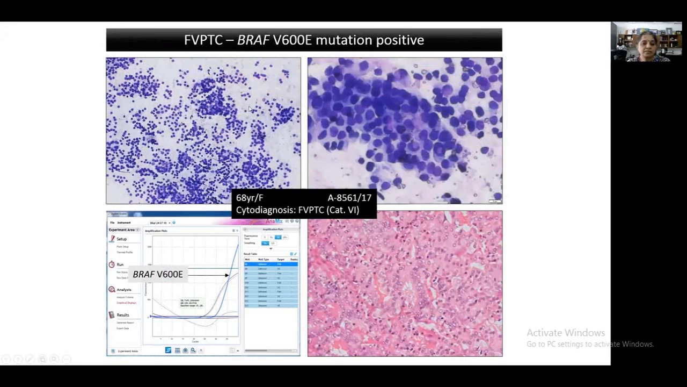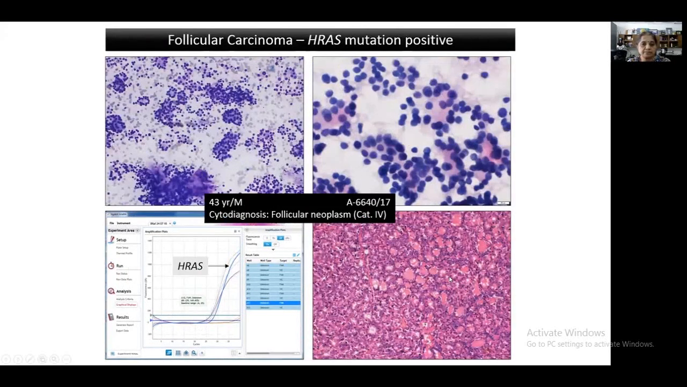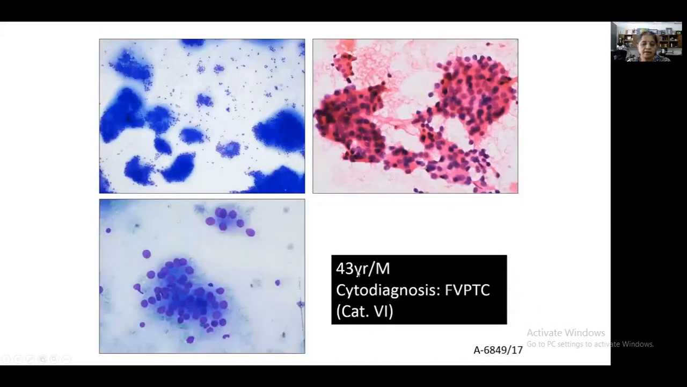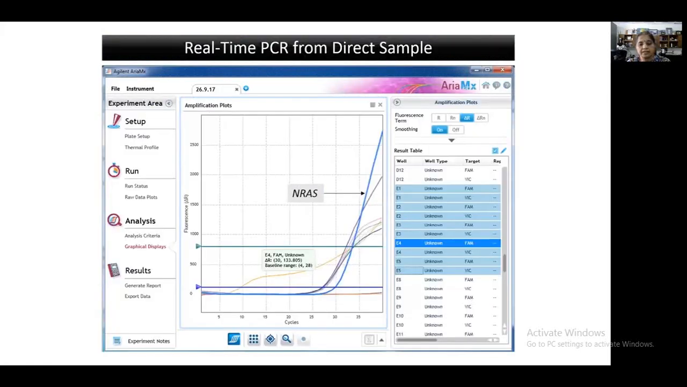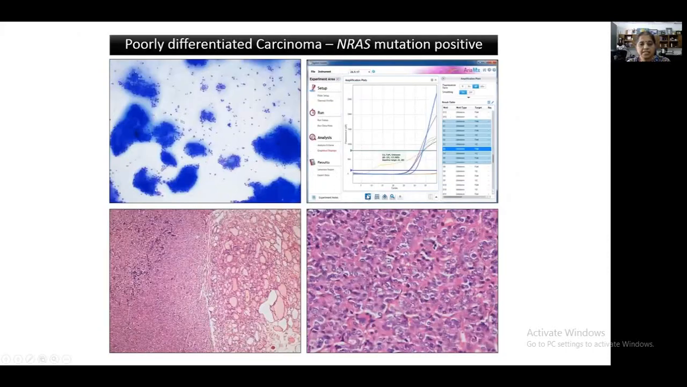Then we had another case which was signed out as possibly FVPTC, and this showed a BRAF V600E mutation, again a histopathology proven case. Then we had a case which was a follicular neoplasm. It had a lot of this microfollicle pattern. HRAS was positive, and on histopathology, this was a follicular carcinoma. So this was again FVPTC, and this showed a positivity for the NRAS mutation there. Another case was signed out as a poorly differentiated carcinoma, proven on histopathology again, which was positive for NRAS mutation.